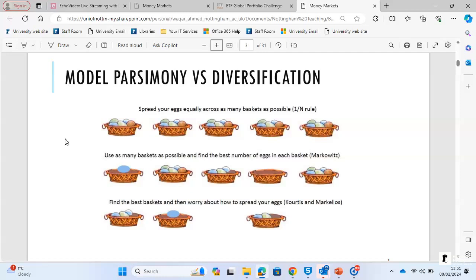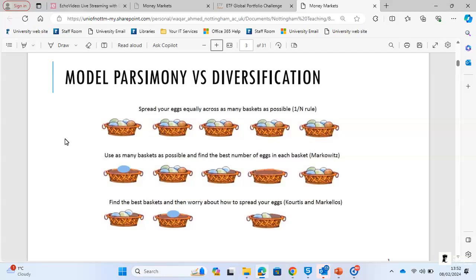So what is diversification? You should not put all of your eggs in one basket, but spread them across baskets. So it's a very simple, common sense approach. That's the underlying idea of diversification: spread your investments across different assets, across different baskets, to reduce the risk.